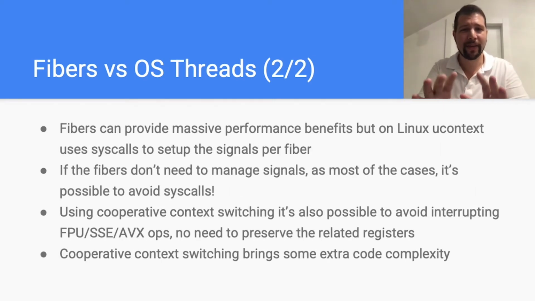In this context, fibers come to the rescue, and they can provide a massive performance benefit if used in a smart way. In Cachegrand and in most applications, the fibers don't really need to manage the signals, and if cooperative context switching is carried out without interrupting the use of FPU, SSE, and the AVX registers, there is also no need to preserve those during the context switches.